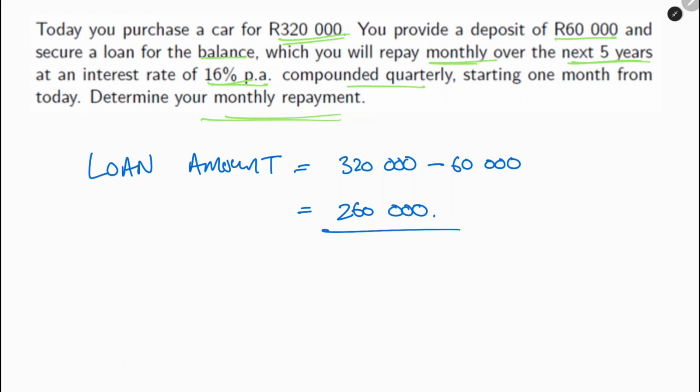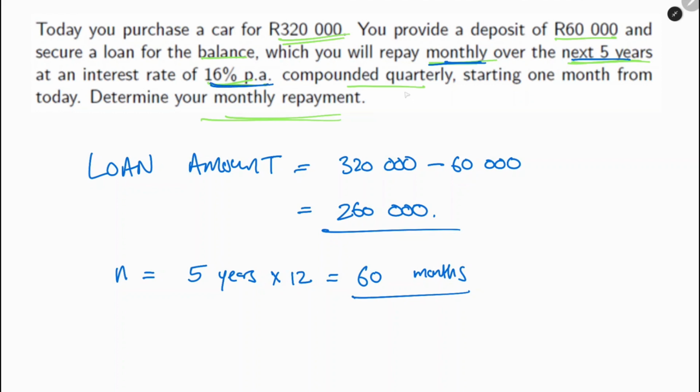Okay, let's move on. We're going to repay monthly. So the length of a time period is 1 month over 5 years. So the number of time periods is equal to 5 years multiplied by 12, and that is, of course, 60 months. So we're dealing with 60 time periods. There's more to get through here.